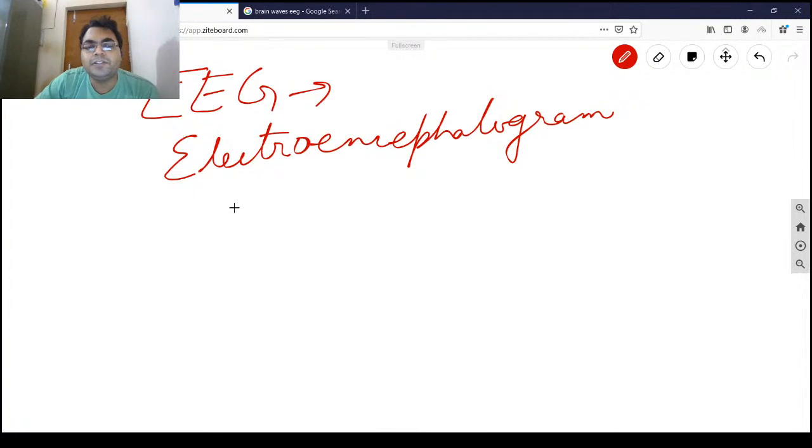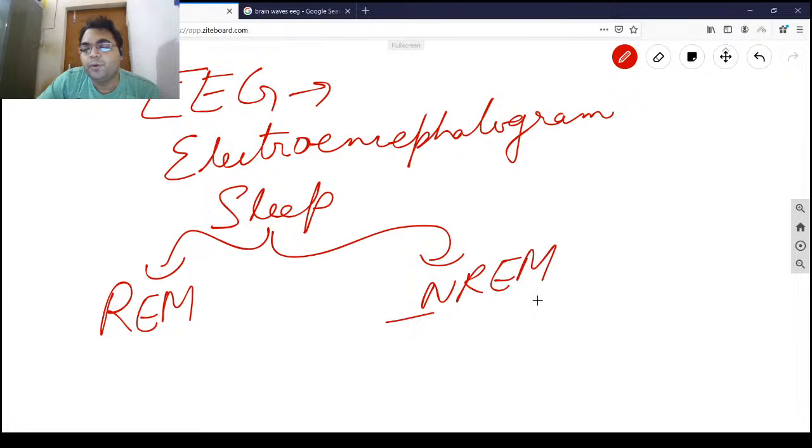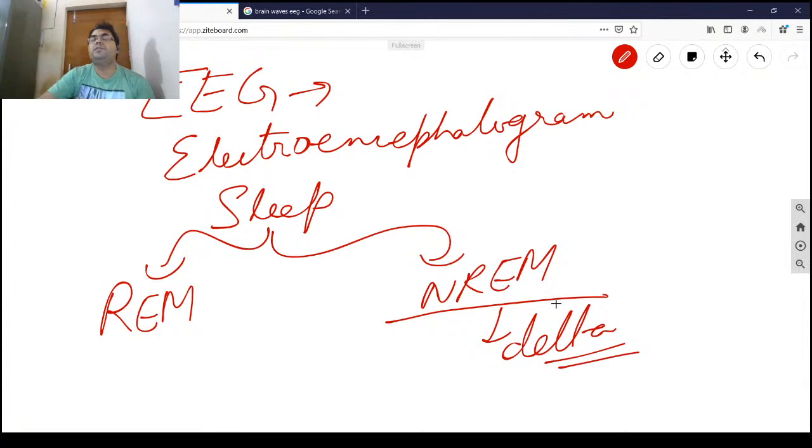Then sleep also is of two types. You have REM sleep, rapid eye movement, and non-rapid eye movement sleep. Non-rapid eye movement is the delta wave, when you do not move your eyes or blink. Rapid eye movement means you are sleeping but you are blinking your eyes, unknown to you. It's a light, shallow sleep. That time you will be making theta waves.